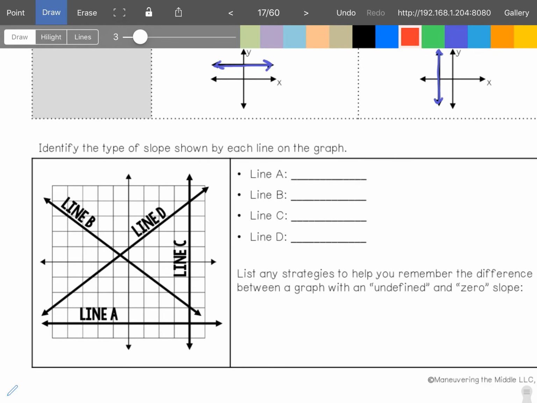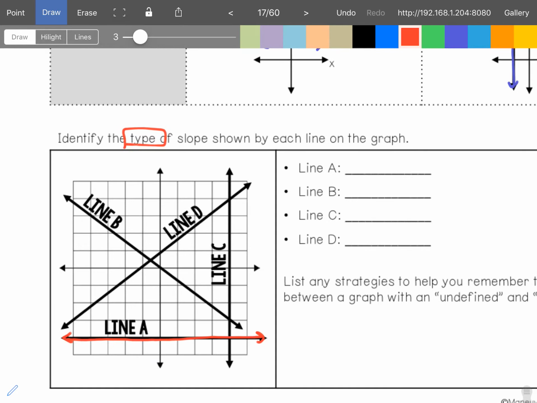Okay, so starting with line A, that would be this line right here, and we only have 4 options for answers right now, and they are asking about the type of slope. So line A is a horizontal, so what type of slope would that have? Look up above in your notes if you need to. That has a 0 slope. All right, line B, this is line B.